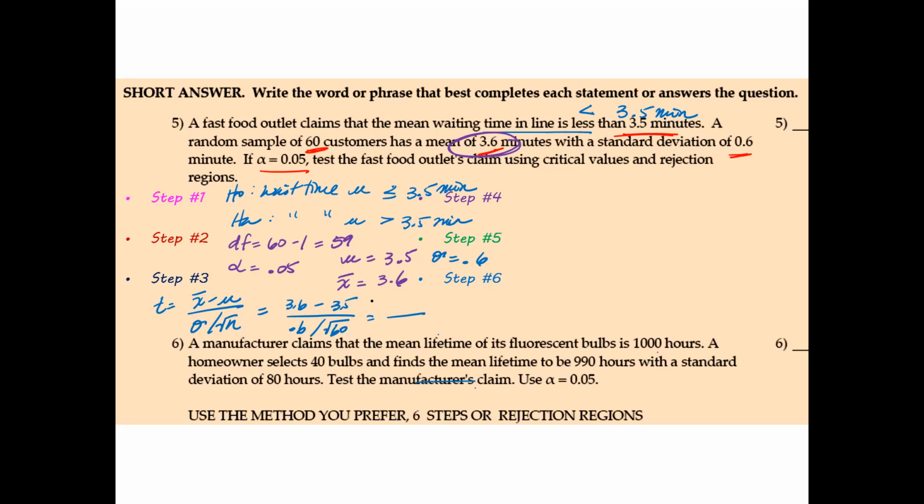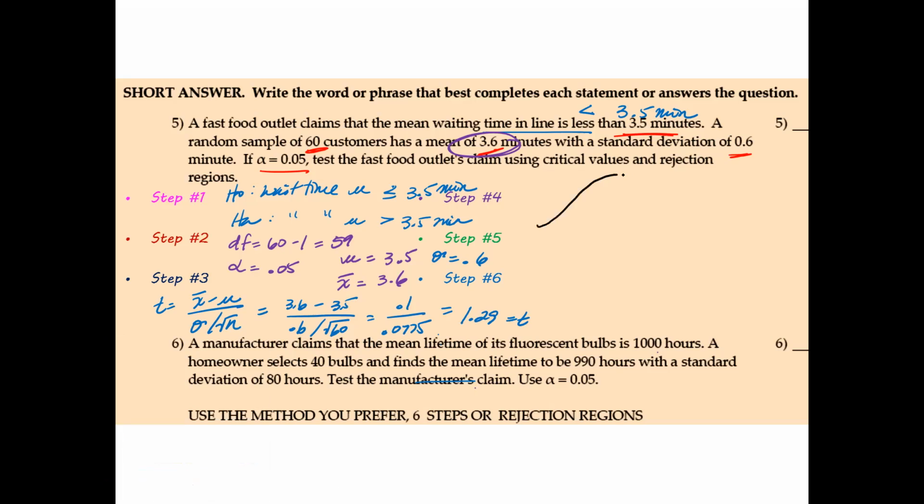First thing you want to deal with is the numerator. 3.6 minus 3.5 is 0.1. The square root of 60 is going to give you a decimal, so take that decimal and divide it into 0.6. That should give you this number here. Divide the two together, you get 1.29 as your t value.